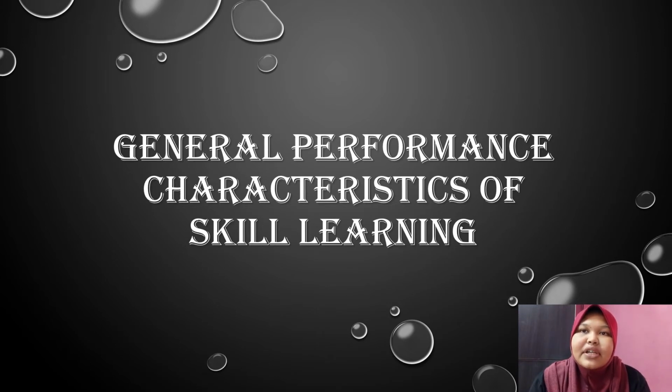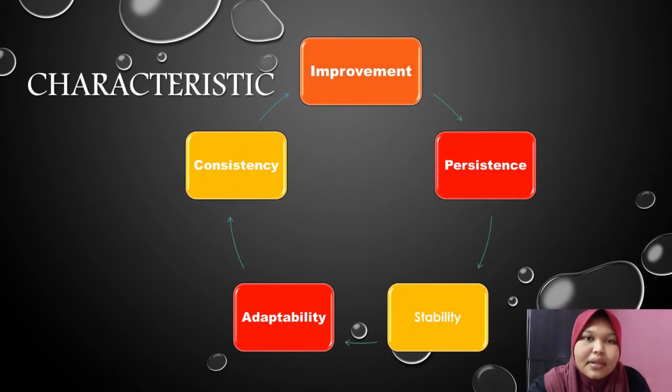I want to continue the presentation about the general performance characteristics of skill learning. There are 5 general performance characteristics typically observable as motor skill learning occurs. First one is improvement. Can the person perform the skill at a higher level? Performance of the skill shows improvement over a period of time. Second is consistency. Is performance becoming increasingly more consistent? Performance becomes increasingly more consistent.